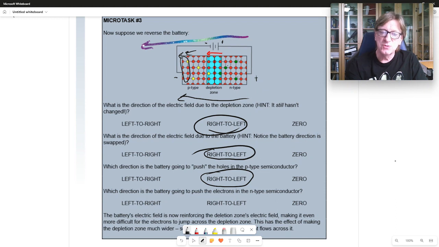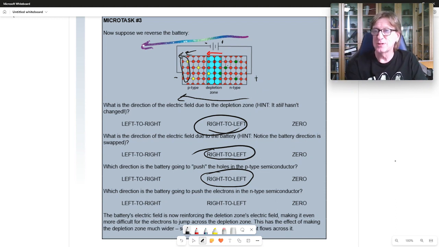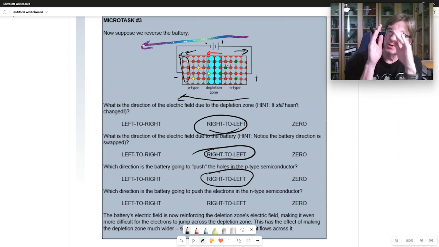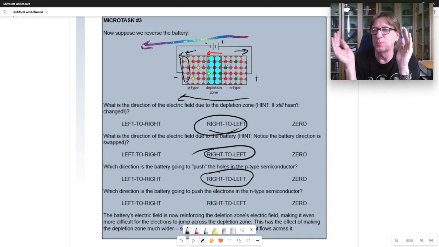Okay, so which direction is the battery going to push the electrons in the n-type semiconductor? Well, remember, they move opposite to the arrow, so they're going to get pushed this way. So the end result is I have even more positive charges moving away from that depletion zone and even more negative charges moving away from the depletion zone.